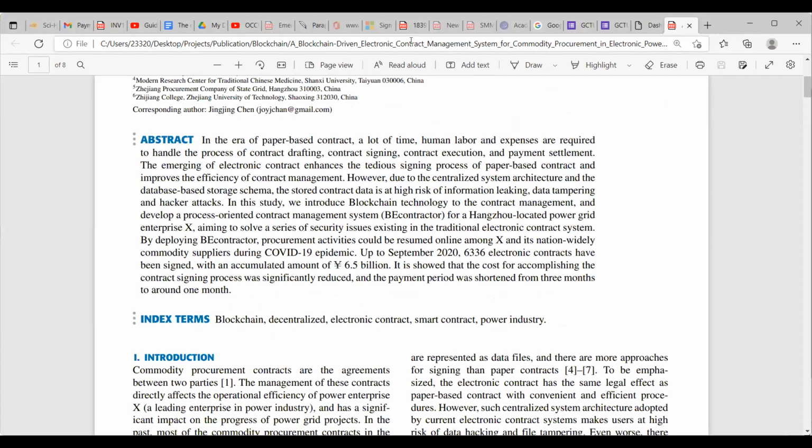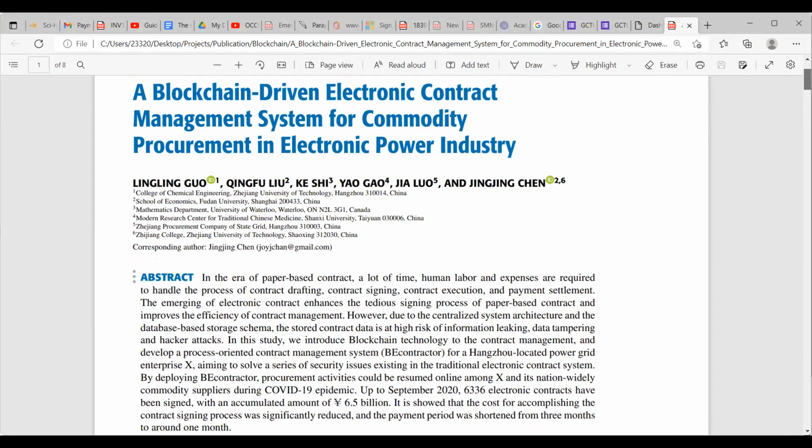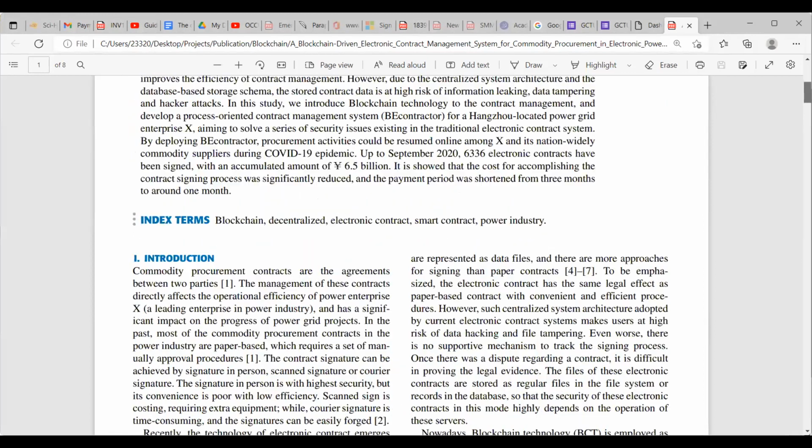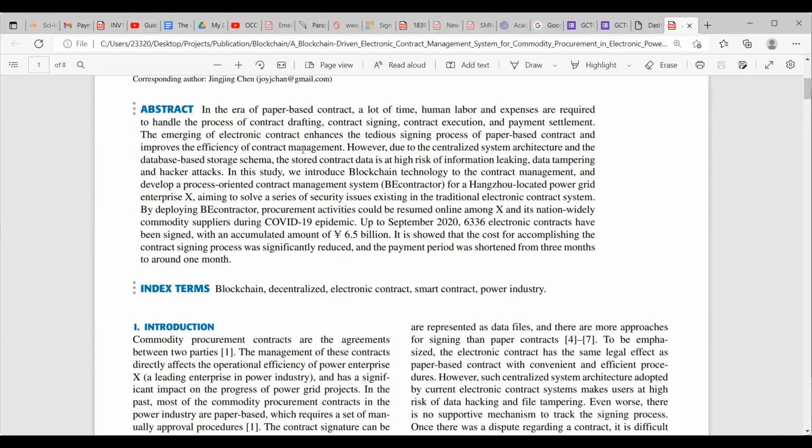But watch something. In the era of paper-based contracts, a lot of time and labor has been employed, and the emerging electronic contract enhances this. The topic is talking about what? A blockchain-driven electronic contract system for commodity procurement in the power industry. Now it goes on to say all these things, which, with the greatest of respect, are not needed in the abstract. However, due to the central systems architecture and database, these things can be integrated in the introduction, right?